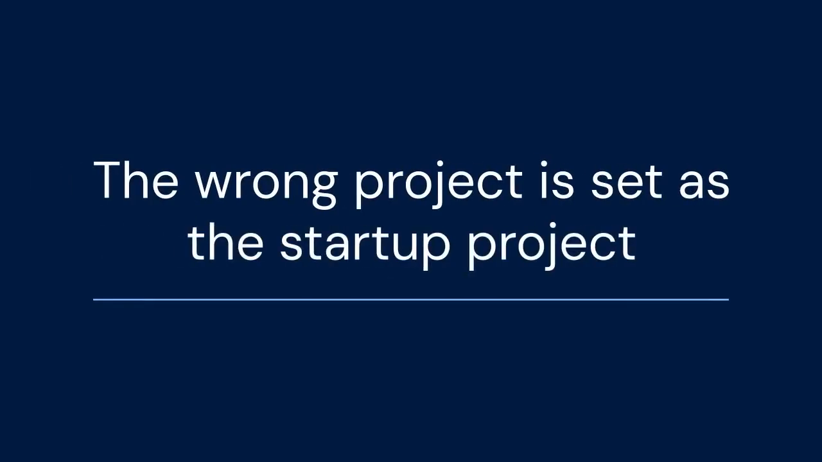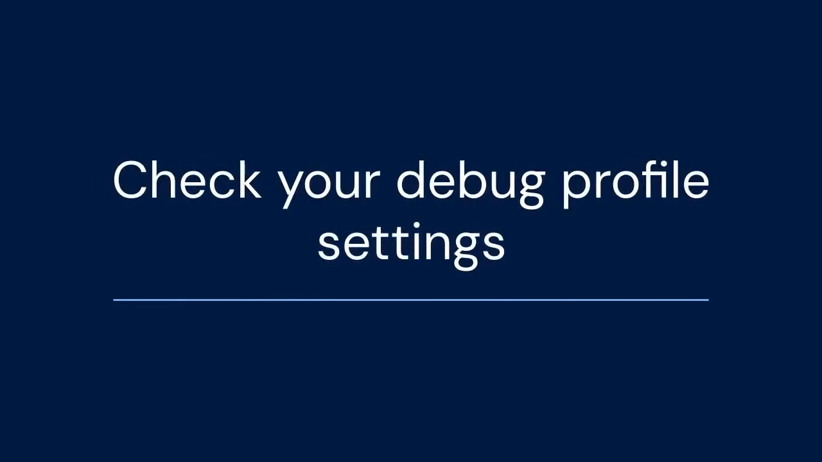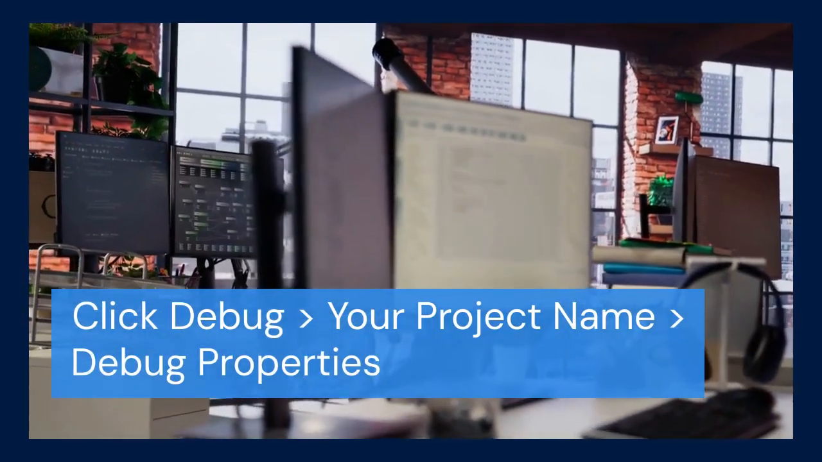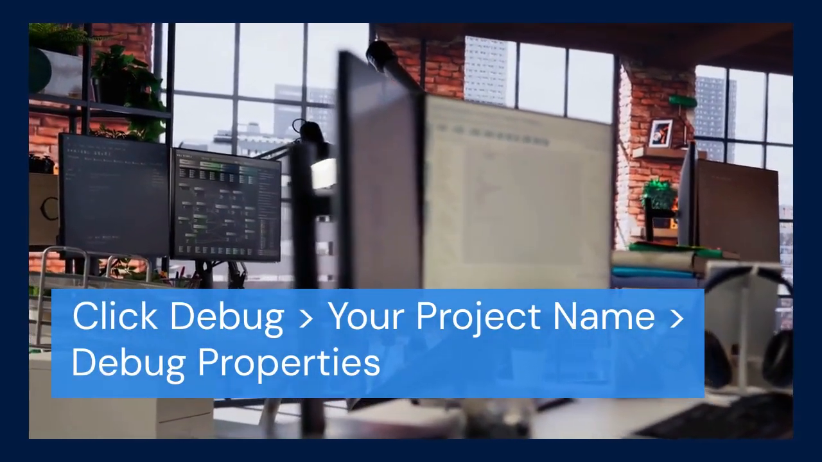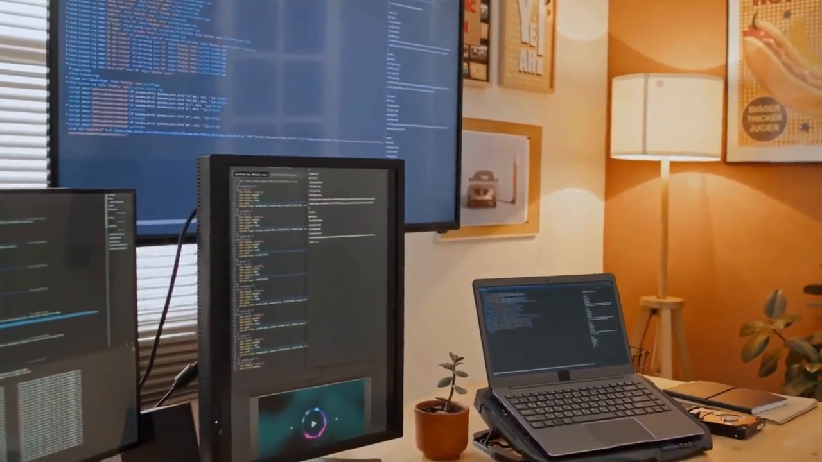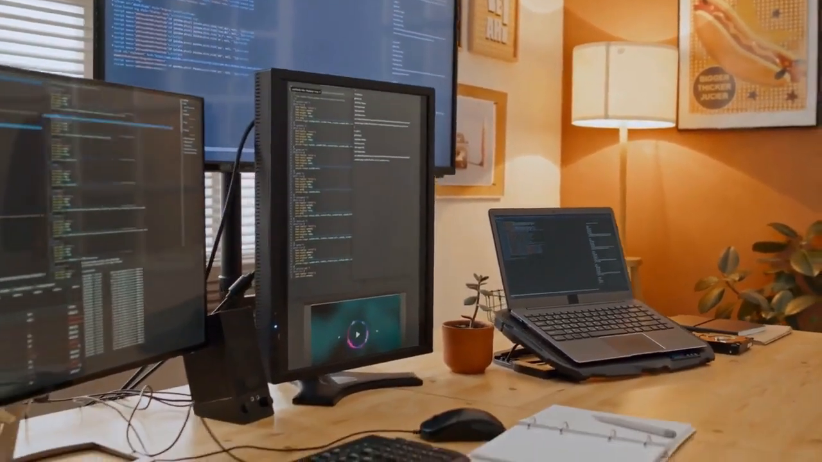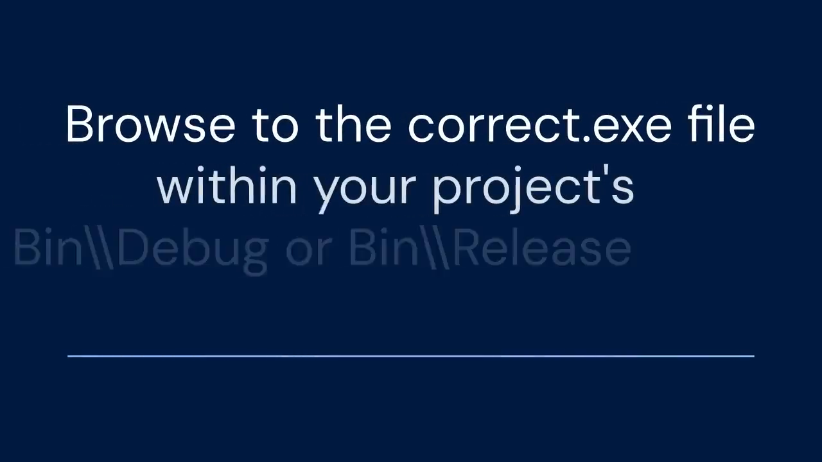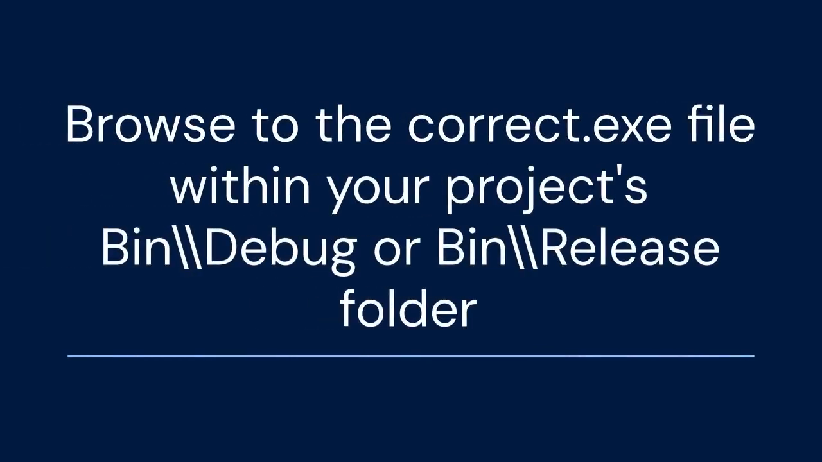wrong place. Fourth, check your Debug Profile settings. Click Debug - your project name, Debug Properties. Verify the executable path. This path should point to the actual .exe file of your project. Sometimes, this path can get corrupted or point to a non-existent location. If it's incorrect, browse to the correct .exe file within your project's bin/debug or bin/release folder, depending on your configuration.